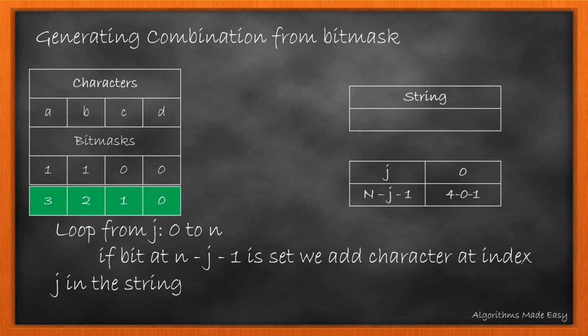We'll start looping from 0 and find the n minus j minus 1 index. At index 3 of the bit mask, the bit is set, which means we will add the character at index 0 into the string. So we add a in the string. We move ahead and find if the bit is set at index 2, and as it is set, we add b into the string. Now as we know that there won't be any more bits set, we have not shown further looping. The string becomes our combination.